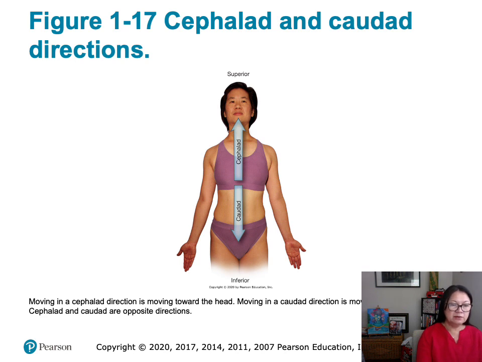The transverse plane allows us to describe the body in terms of up and down. The upper part of the body is the superior section, and the lower part is the inferior section. Moving from the midline toward the head is moving in a superior direction, or superiorly. This is also the cephalad direction. Moving from the midline toward the tailbone is moving in an inferior direction, or inferiorly. This is also called the caudad direction.